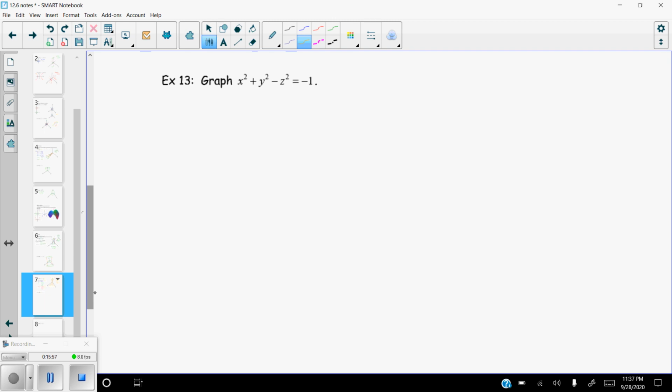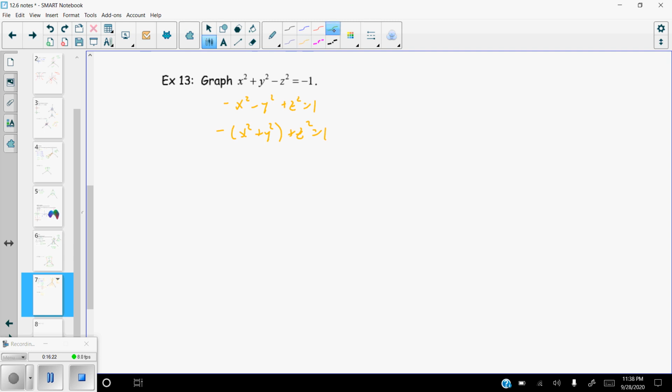So we're going to divide both sides by a negative, in which case now we get -x squared minus y squared plus z squared equals +1. Now I have two negative squares. And really what you want to do is factor that negative out of those two terms to make it a little bit easier to see.